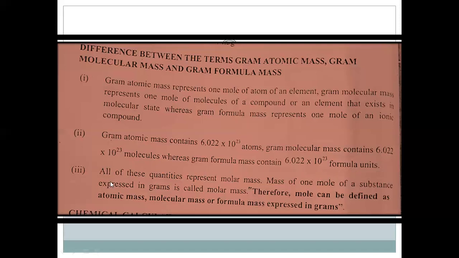The third difference is that all of these quantities represent molar masses. The mass of 1 mole of a substance expressed in grams is called molar mass. Therefore, a mole can be defined as atomic mass, molecular mass, or formula mass expressed in grams. This is a very important question for short question answers, or sometimes it comes as a part A or B in long question answers. So very important are the three differences between gram atomic mass, gram formula mass, and gram molecular mass.